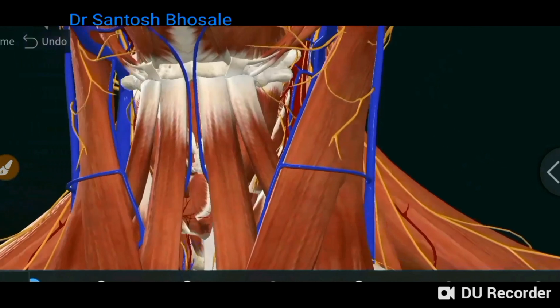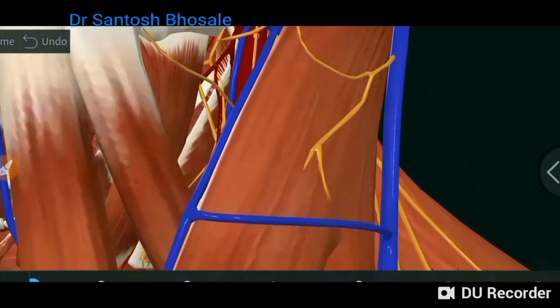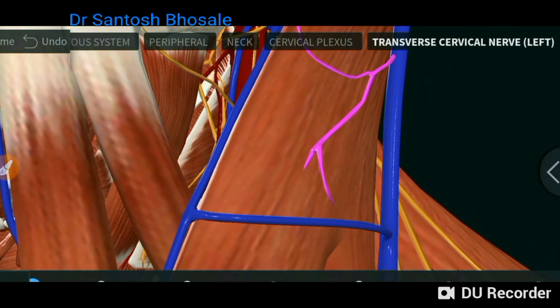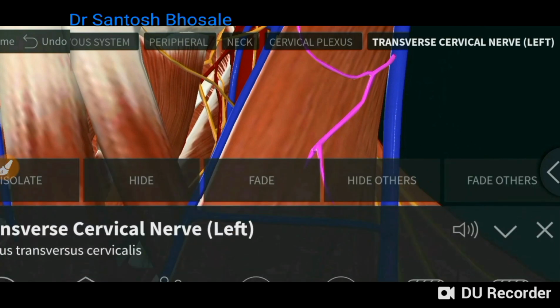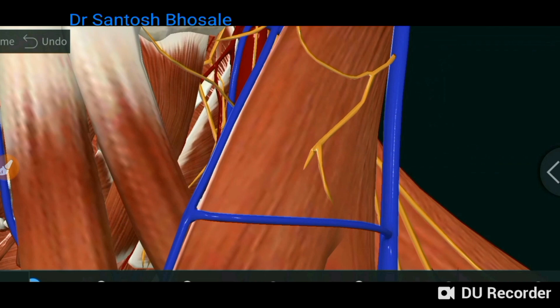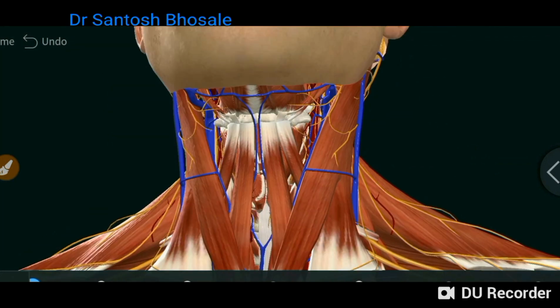And as you go here, you will make out that nerve, the transverse cervical nerve, a branch coming from the cervical plexus, supplying the skin of the anterior triangle of the neck. It lies in front of the anterior border of sternocleidomastoid. It comes from the roof of the posterior triangle. There you can see it along with the external jugular vein.